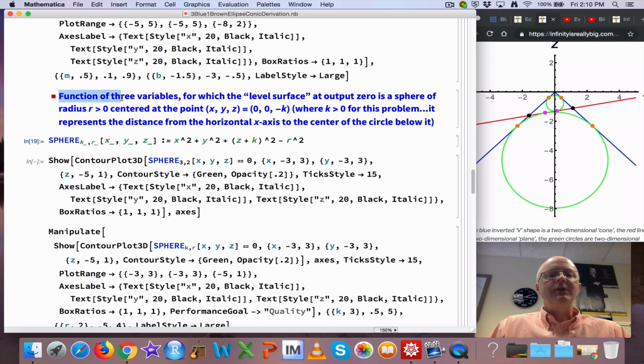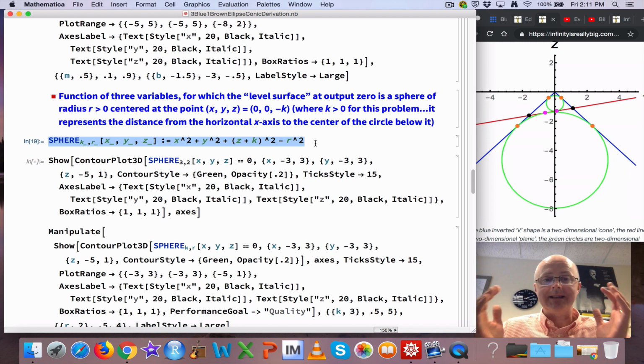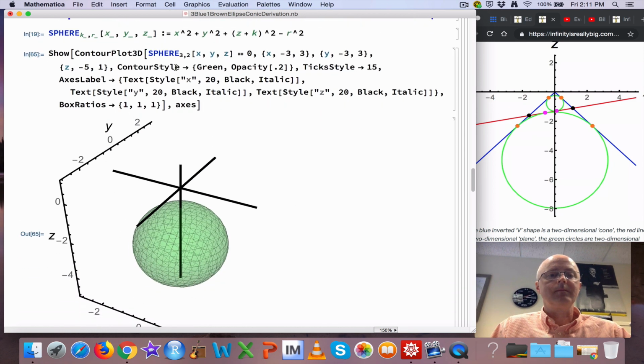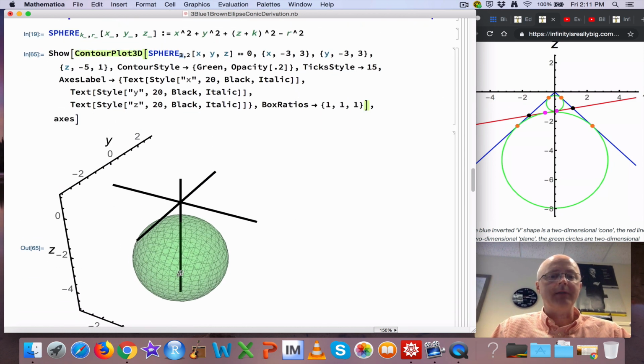Functions of three variables have graphs with ContourPlot3D that are level surfaces, and spheres are where a function like this would equal 0. x squared plus y squared plus (z plus k) quantity squared equals r squared would be the equation of a sphere whose center is on the vertical axis, the z-axis, of radius r. Center down at 0, 0, negative k. Here's a specific sphere where k is 3, so it's centered at 0, 0, negative 3. And the radius is 2.